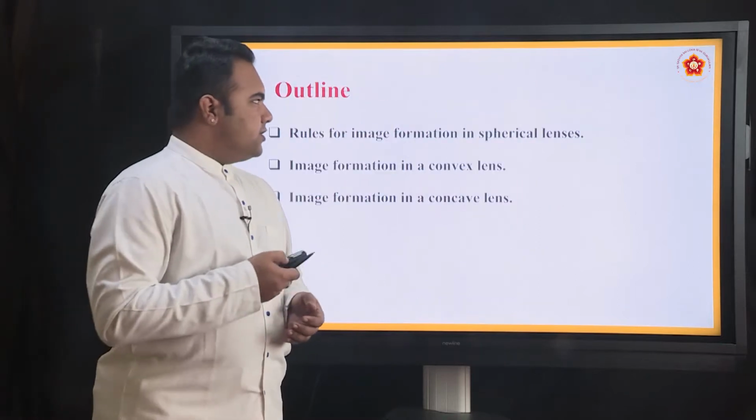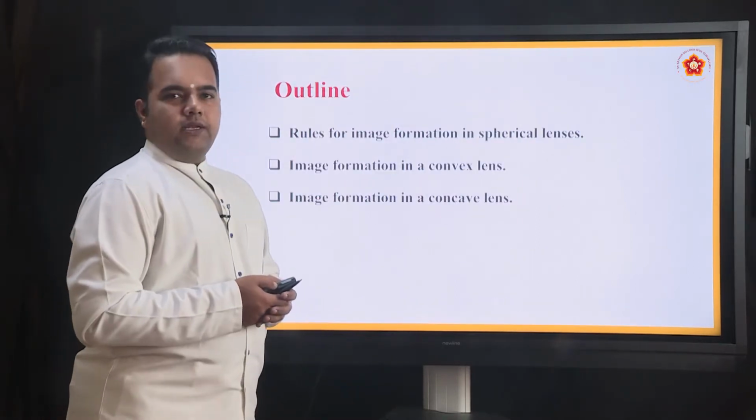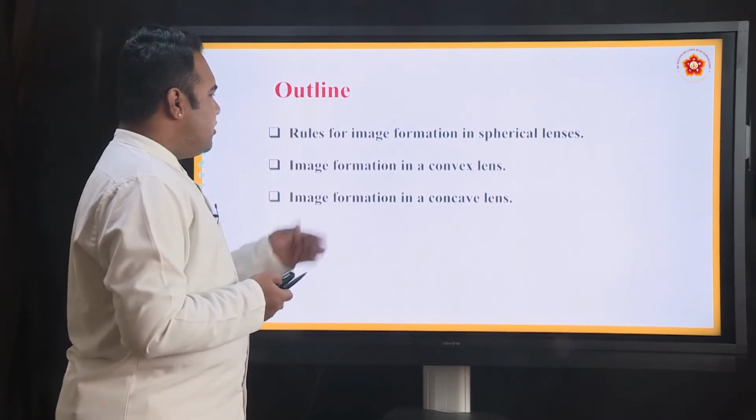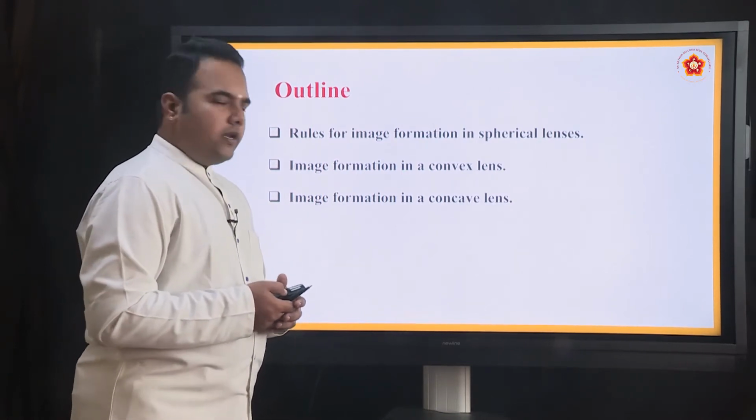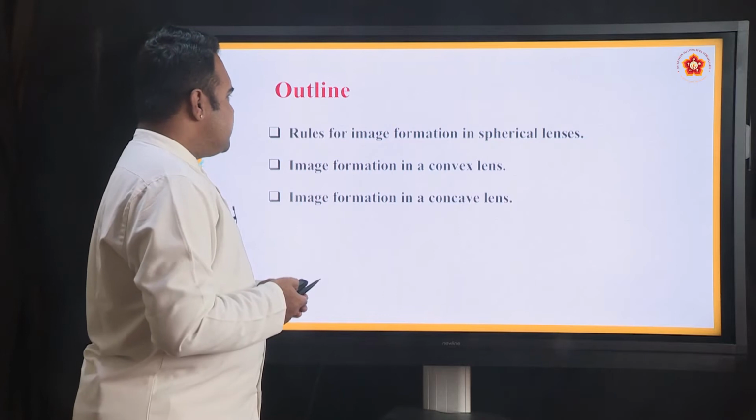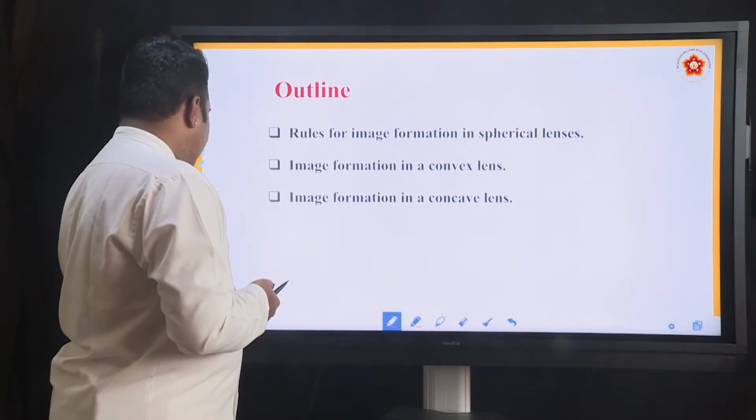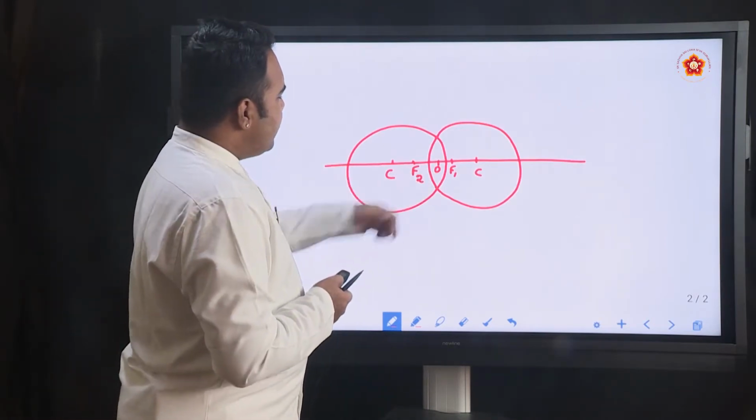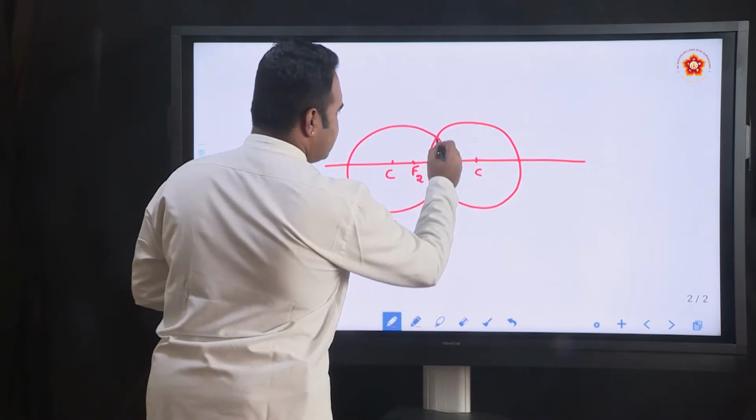In this particular lecture, we will be seeing what the rules for image formation in spherical lenses are, how image formation occurs in a convex lens, and how image formation occurs in a concave lens. Before we proceed with the rules for image formation, I want you all to have a look at this particular ray diagram. We have a convex lens, so this part will be our convex lens.